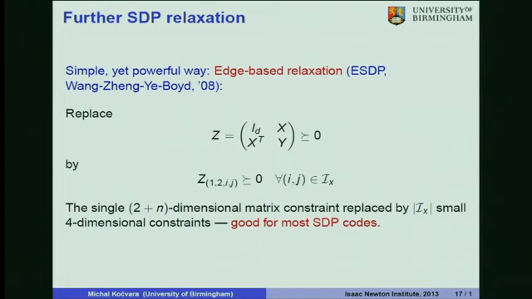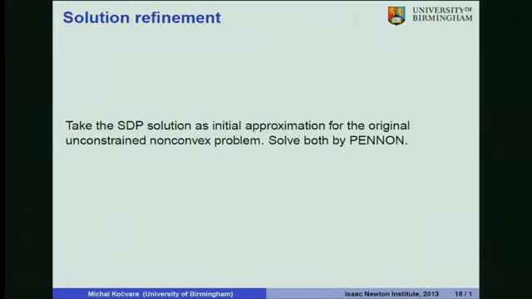And what did we do? We replaced one big matrix inequality by many small matrix inequalities. So you may ask, did we gain something? Yes, we did, because most of the SDP codes, both Pennon and all the interior point codes, like many small inequalities much more than one big inequality. So for the numerical solution, it's a good step.